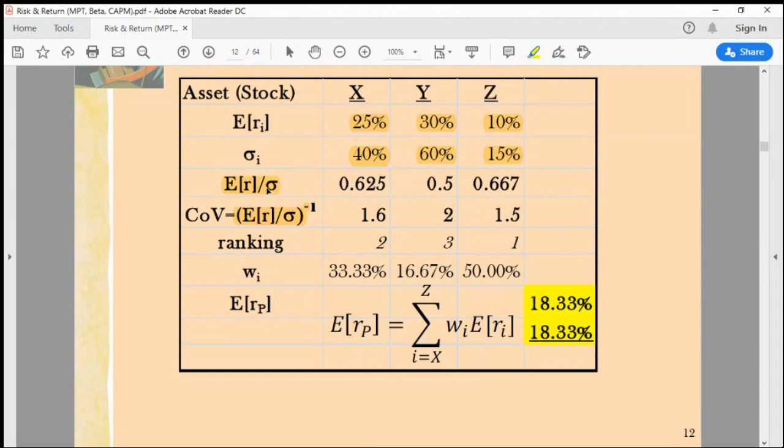Now the idea is, why do you take this ratio? Remember, when we did a lot of things, a lot of things in the world use the benefit to cost ratio or output to input ratio.